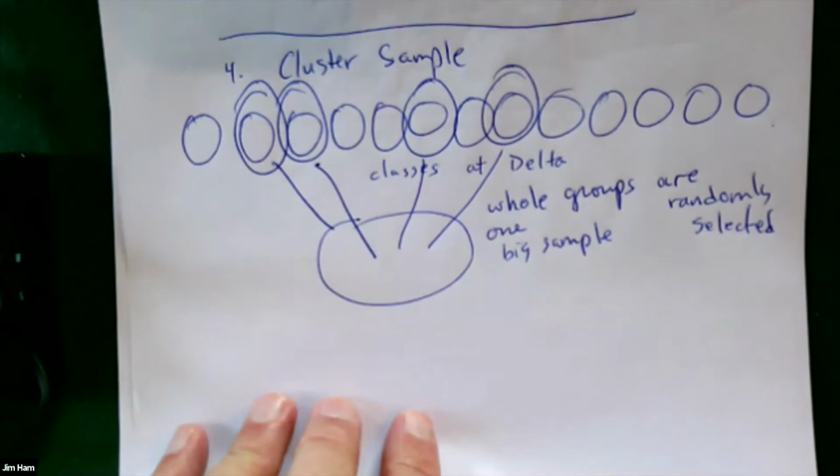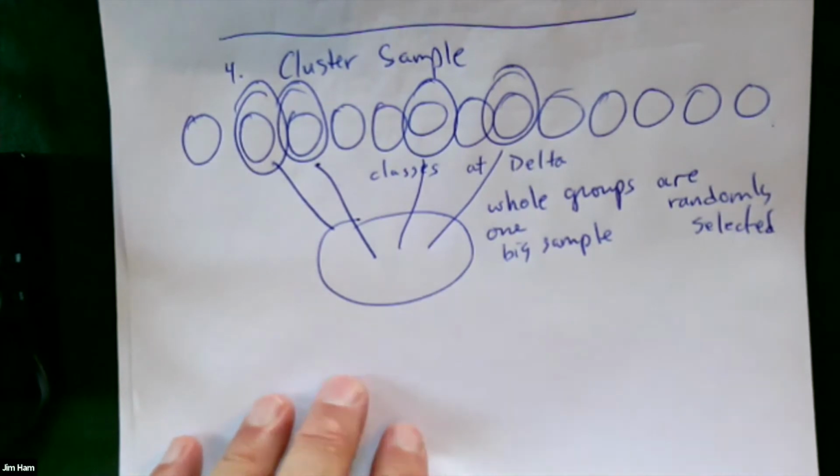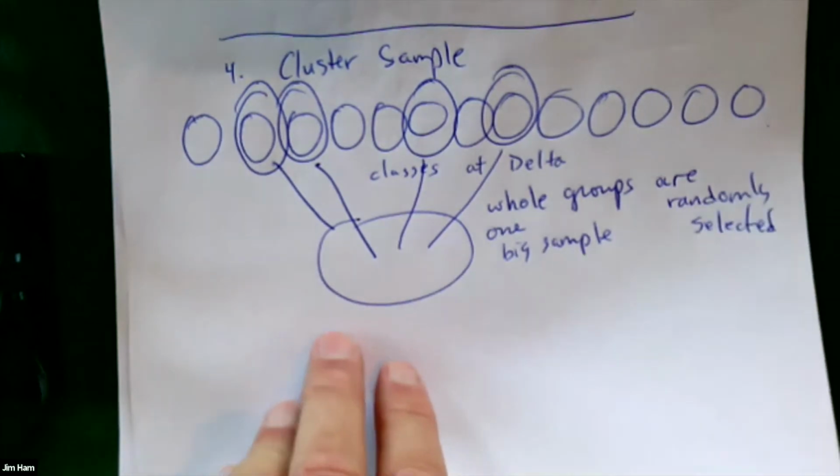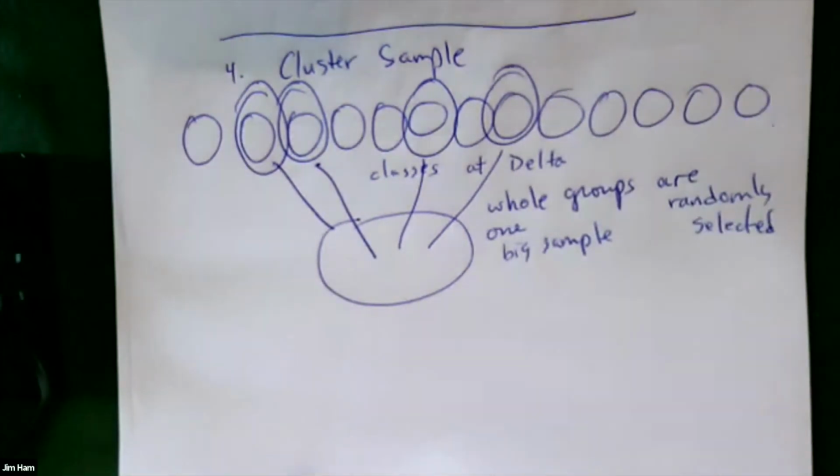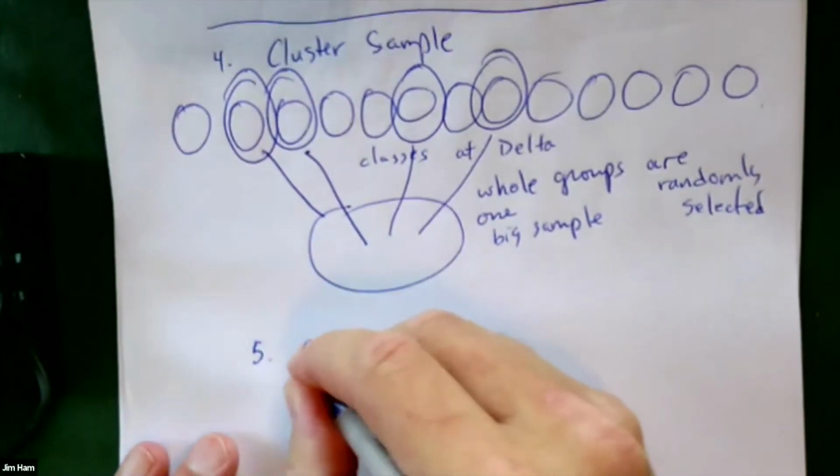All right, and I mentioned something about the convenience sample, which is not really a random sample. All right, well, that's it. That concludes the 5 different sampling techniques. And of course, the 5th one is the convenience.